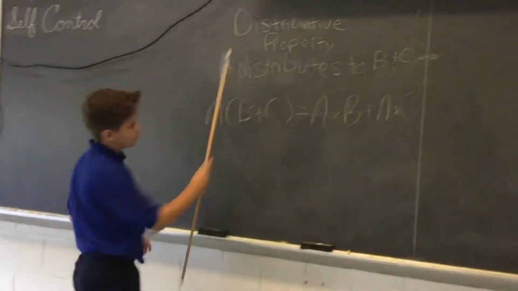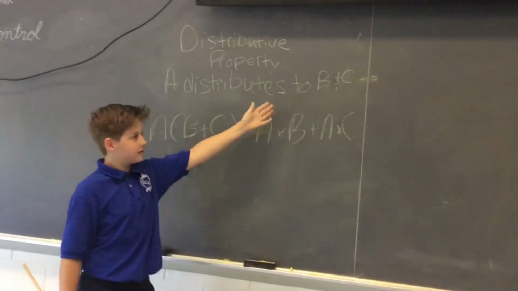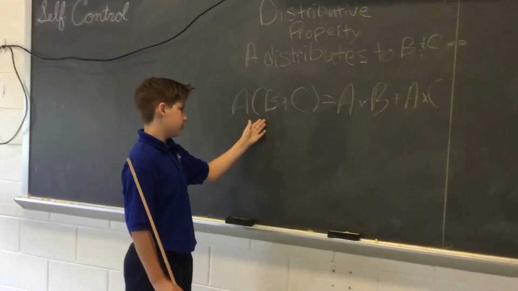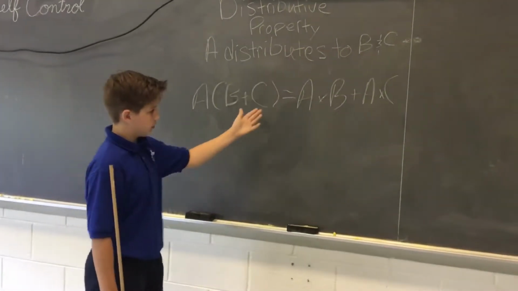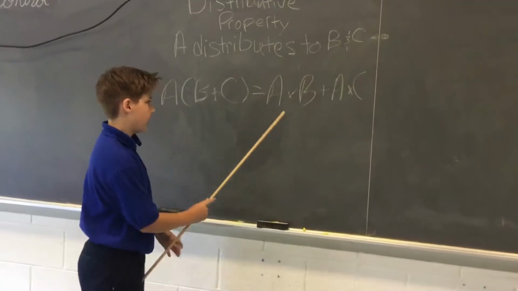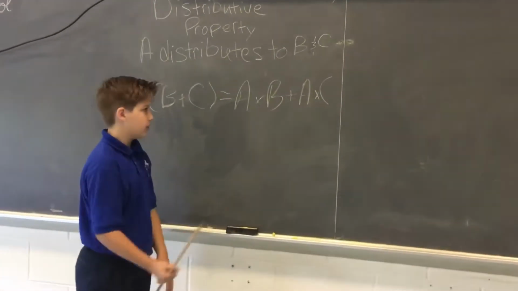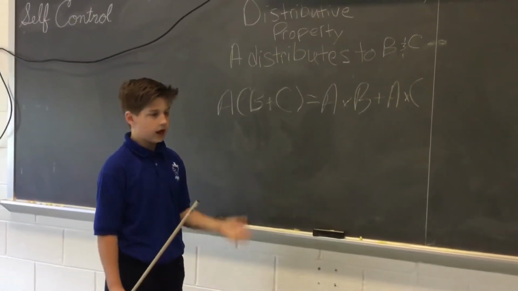Alright, this is the distributive property. So, A distributes to B and C. So basically what this means is if you have A, you can distribute it to B plus C, and it would equal A. So another way to put that is A times B plus A times C would be equal to A parentheses B plus C, and that is the distributive property.